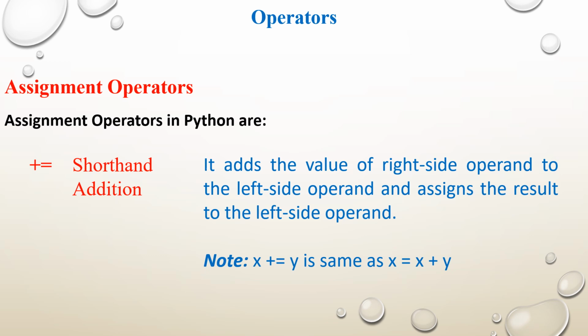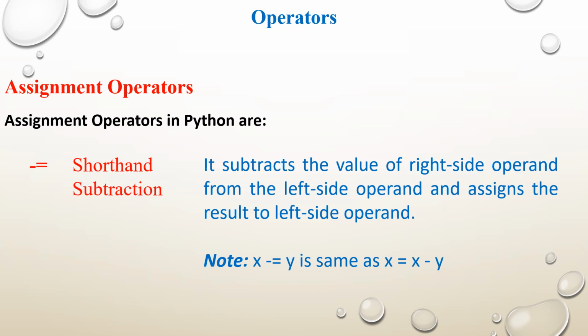Second one, plus equal to. This is called shorthand addition. It adds the value of right hand side operand to the left hand side operand and assigns the result to the left side operand. For example, instead of writing x is equal to x plus y, we can write x plus equal to y. That is nothing but it will add the content of x along with y, and that result is assigned to the variable x itself.